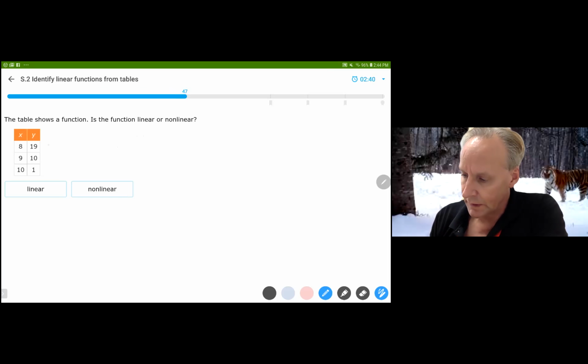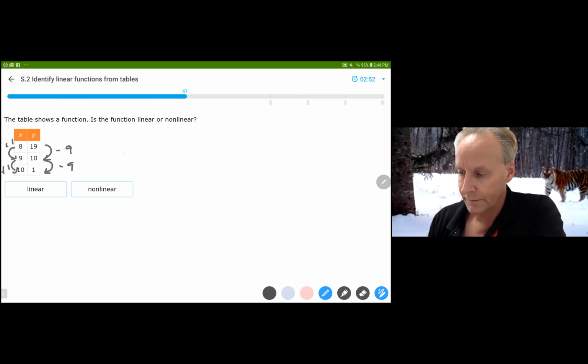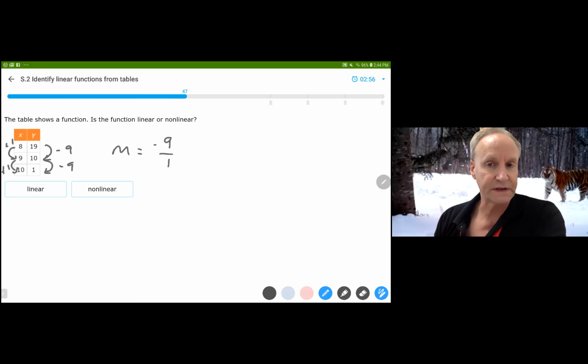This one, our y's went down 9, and our x's went up 1. So this is a negative 9 slope. This one went down 9, and this one went up 1. So this slope is negative 9 over 1 for both sets of points. And since the slope between the first and second is the same as between the second and the third points, they are linear.